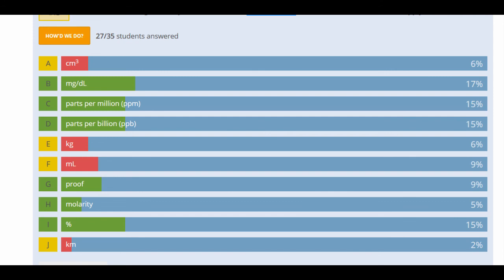So, all the ones here in green are correct. Again, concentration is anything which shows an amount of solute per amount of solvent. So this would be milligrams per deciliter, parts per million, parts per billion. Proof, molarity, which is something we'll get into, percents. Proof is one though. Anybody know where proof comes from?